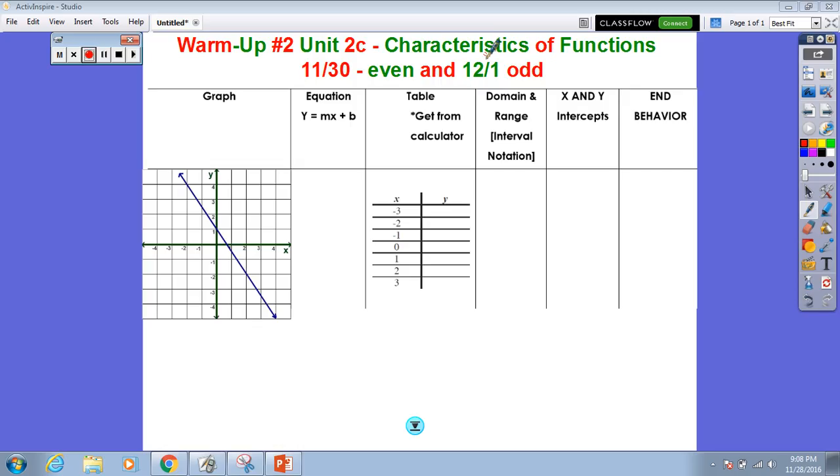You don't need both of them. It will confuse you if you do that. Do make sure you put the title up here, Unit 2C, Characteristics of Functions.